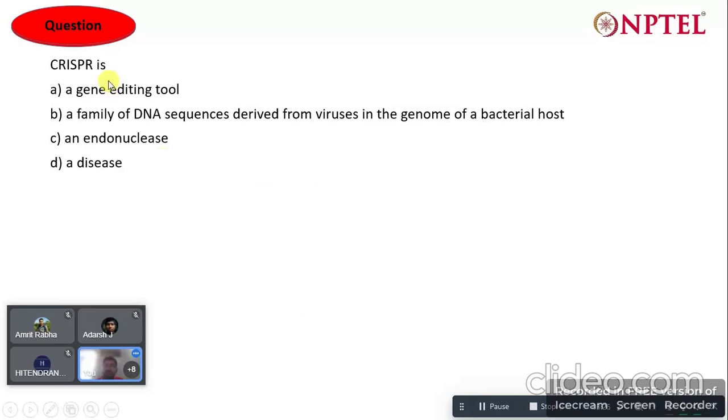So CRISPR, it's a gene editing tool. It's a family of DNA sequence derived from viruses in the genome of a bacterial host, an endonuclease, or a disease. So, any answers?